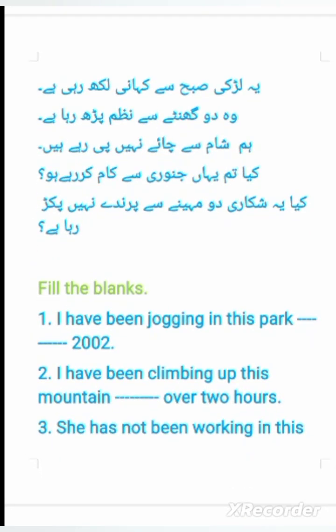ये लड़की सुबह से कहानी लिख रही है, वो 2 घंटे से नज़्म पढ़ रहा है, हम शाम से चाय नहीं पी रहे हैं, क्या तुम यहाँ जनवरी से काम कर रहे हो, क्या ये शिकारी 2 महीने से परिंदे नहीं पकड़ रहा है? So these are the sentences. You have to create the sentences. Okay, and here are 3 blanks. You have to solve this.